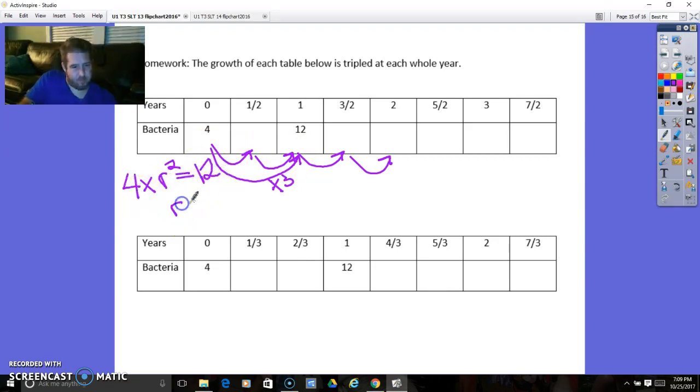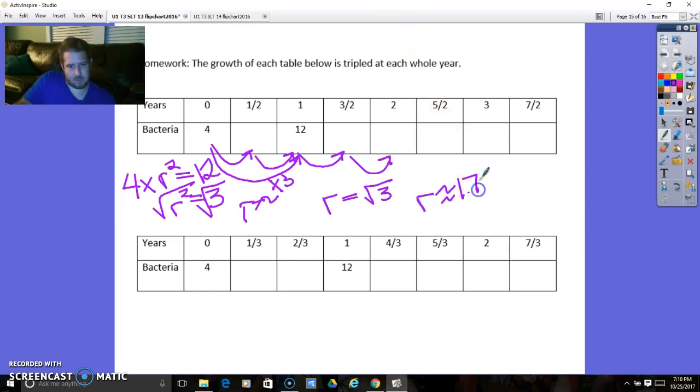Divide both sides by 4, and that gives you r squared equals 3. Take the square root of both sides. R is the square root of 3. So I'm going to put that in my calculator. Second square root of 3 is about 1.732. R is about 1.732. So I'm going to use that to multiply.